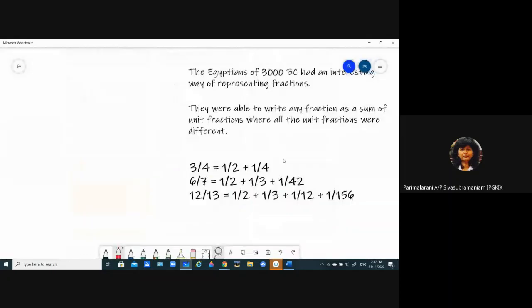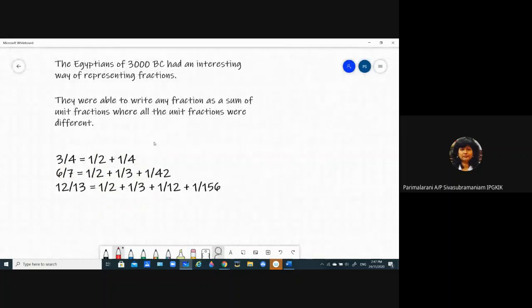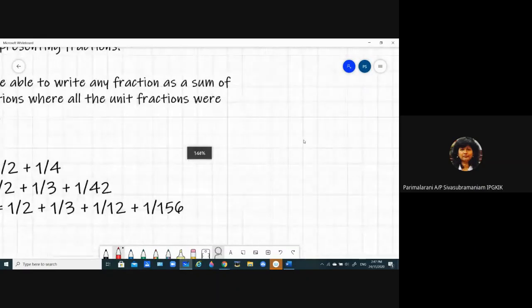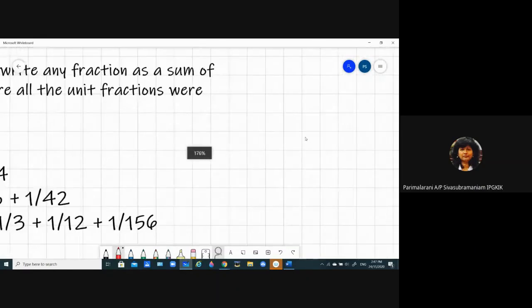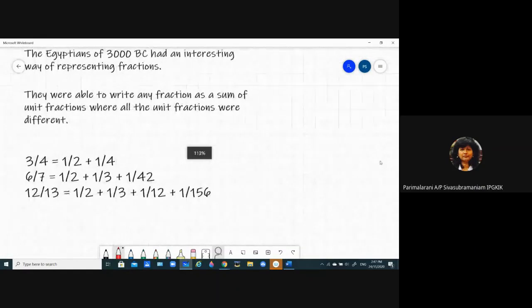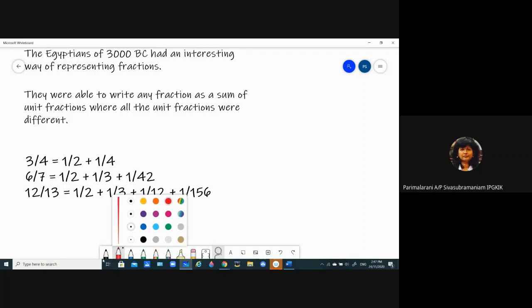Okay, now we're moving on to a different type of problems. Before we do this problem, we need to understand what Egyptian fractions are. The Egyptians of 3000 BC had a very interesting way of writing fractions. They were able to write any fraction as a sum of unit fractions, where all the unit fractions were different.